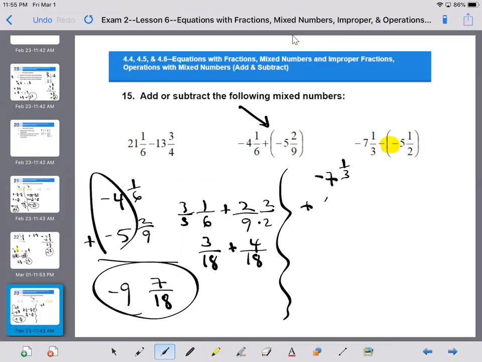And when you have -7 and 1/3 plus 5.5, now you're actually, remember, if your integer rules, if the signs are different, you're going to subtract and keep the sign of the largest absolute value. So you're actually going to subtract here. And so we've got -7 1/3 plus 5.5.